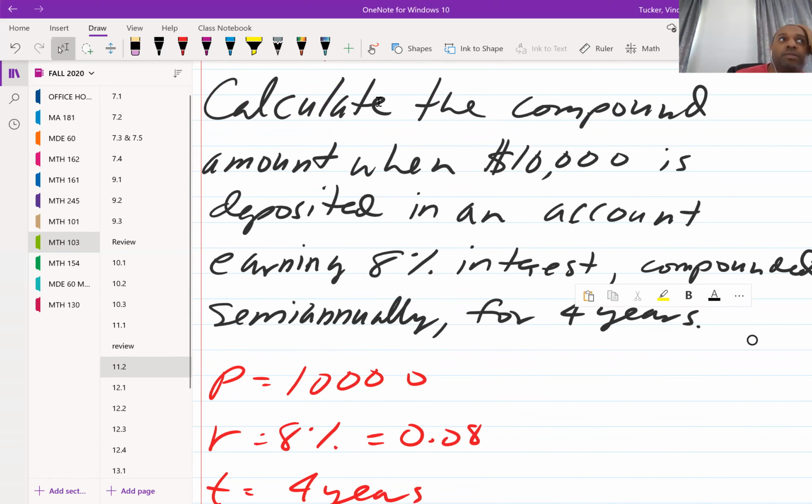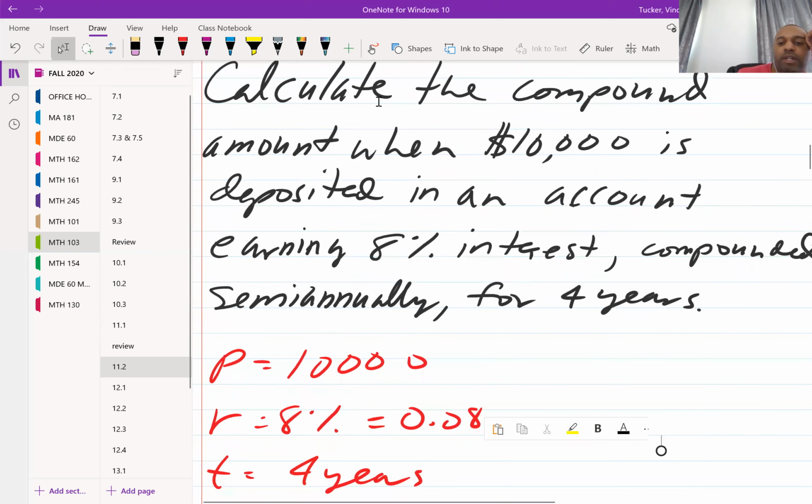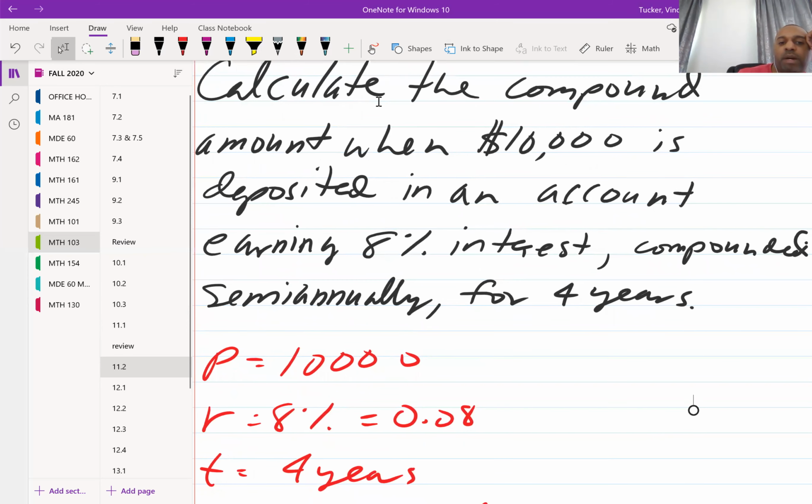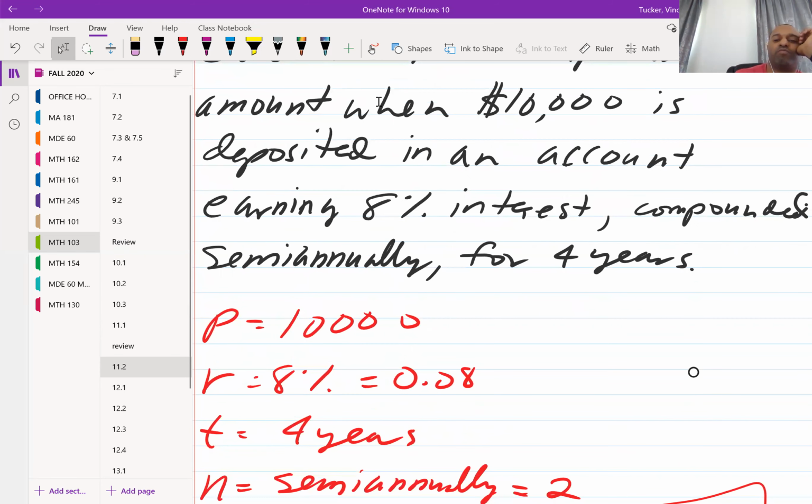Calculate the compound amount when 10,000 is deposited in an account earning 8% interest, compounded semi-annually for 4 years. All right. So 10,000 is going to be our P. 8% is R. 4 years. And since it's compounding semi-annually, that means N is going to be 2.